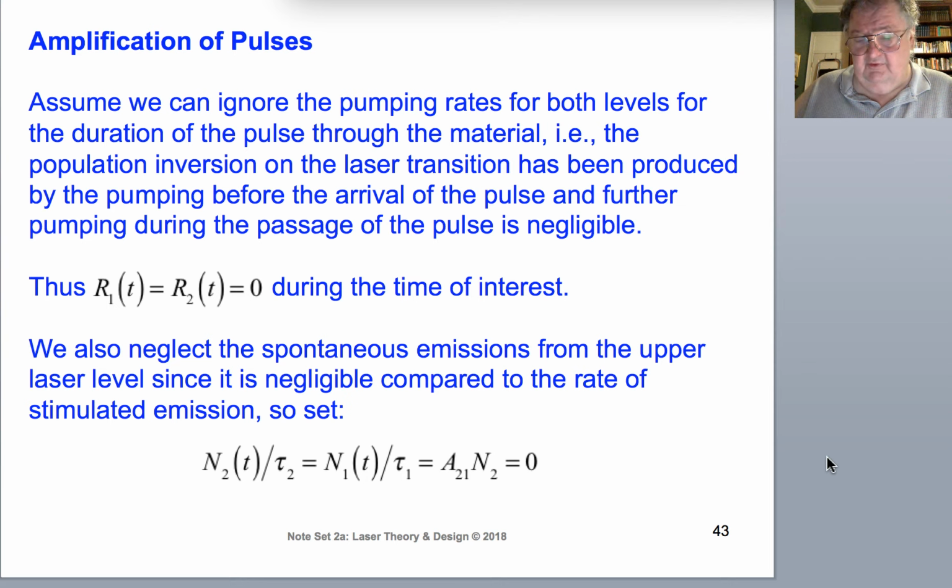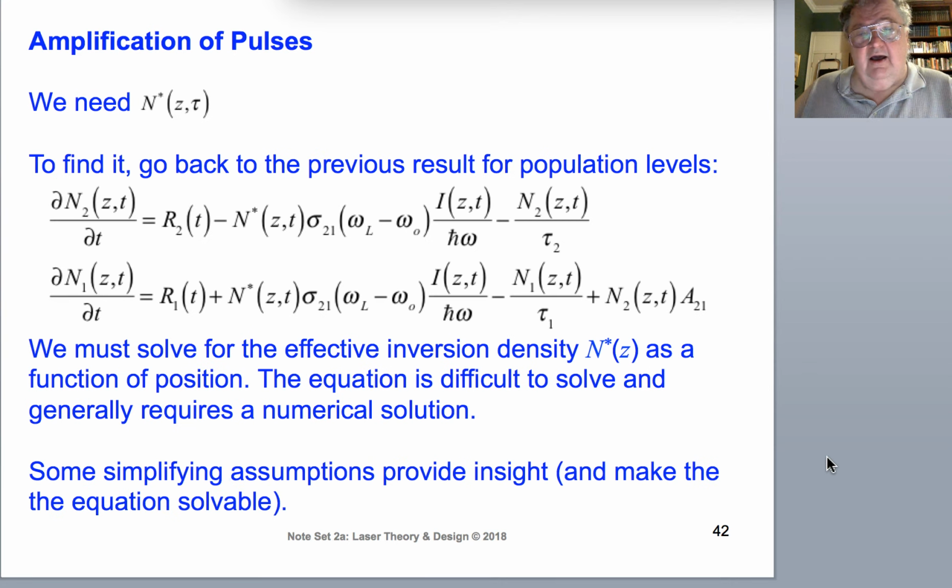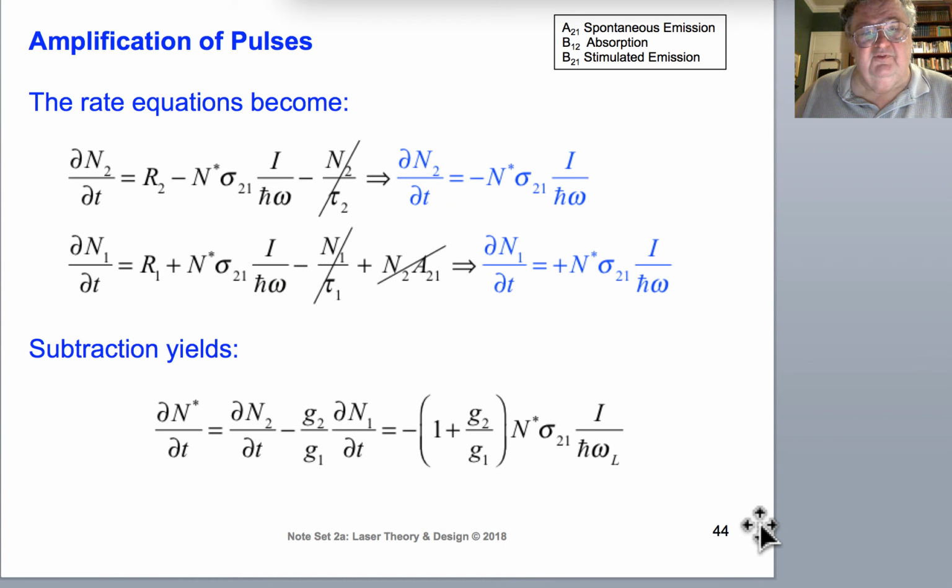So when I set all these things equal to 0, these more complicated rate equations reduce to a much simpler set of equations, namely here. And I could directly subtract these and get the differential equation that I want for dN star dt, and there's all this stuff over here.